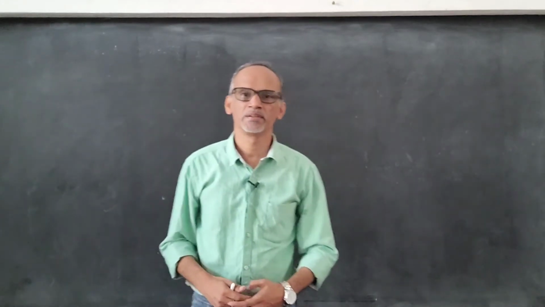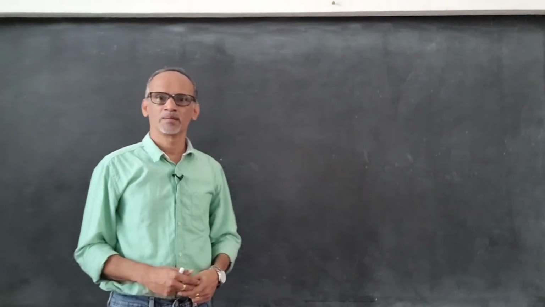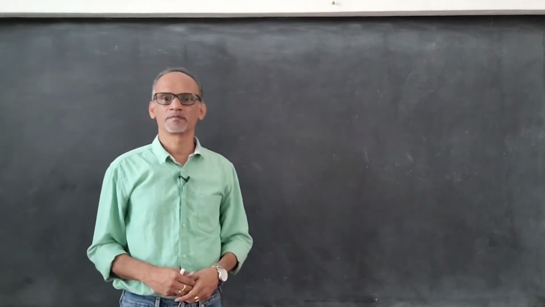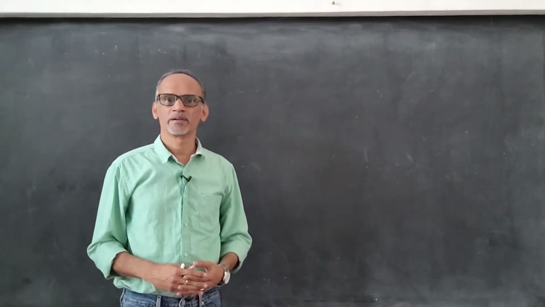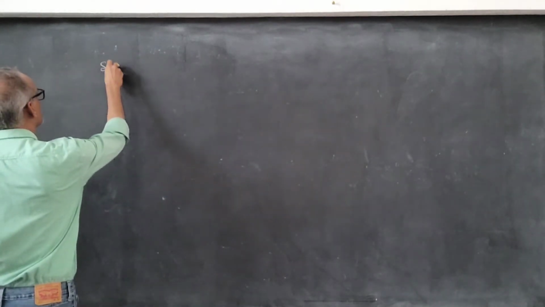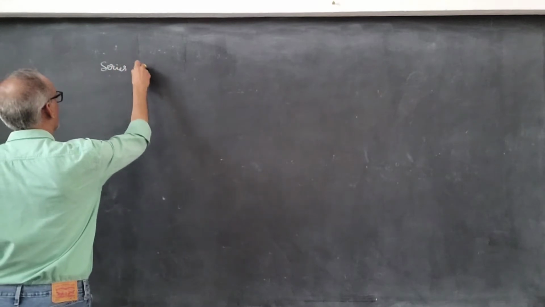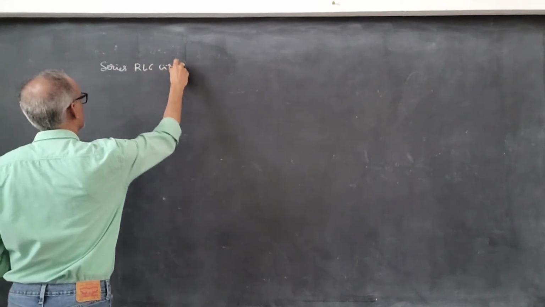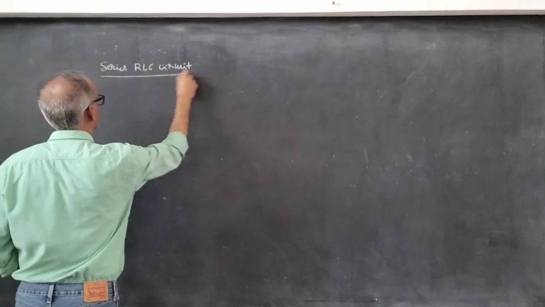Dear students, in today's session, I am going to explain one of the derivations of chapter number 7, that is alternating current, and the topic is the series RLC circuit.